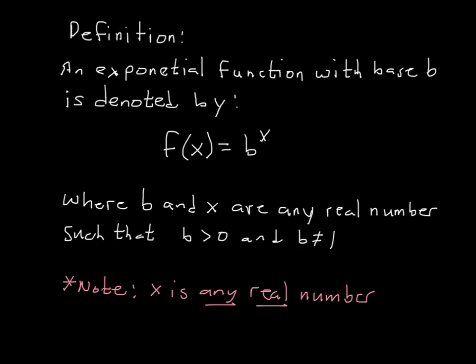Now that we have an idea of the difference between algebraic and exponential functions, let's define the exponential function. An exponential function with base b is denoted by f of x equal to b to the x power, where b and x happen to be real numbers, and b has to be a number greater than 0, and b cannot equal 1. If b was equal to 1, it would be a very uninteresting function because we would have 1 to basically any power, and that's not going to change anything.